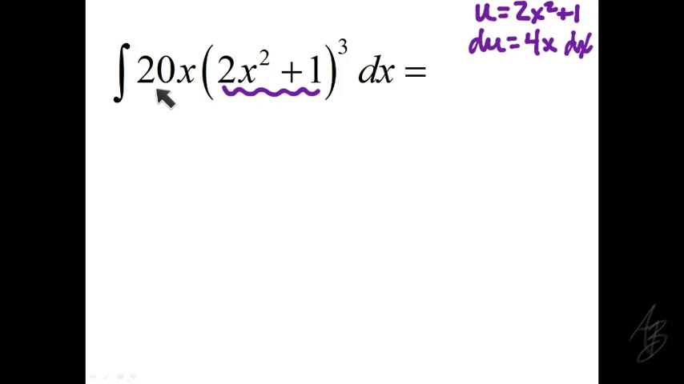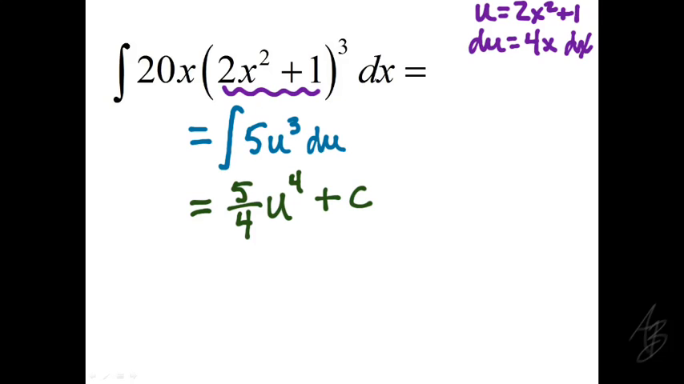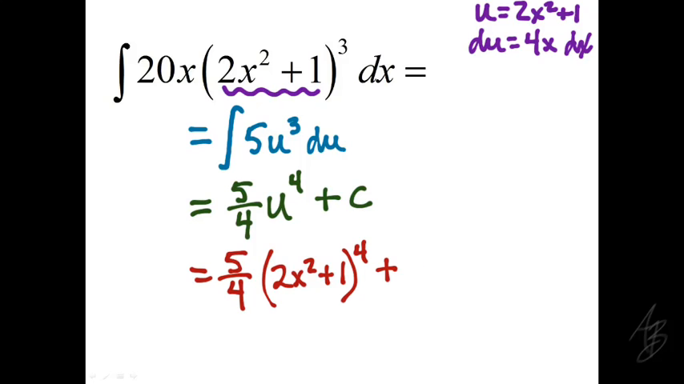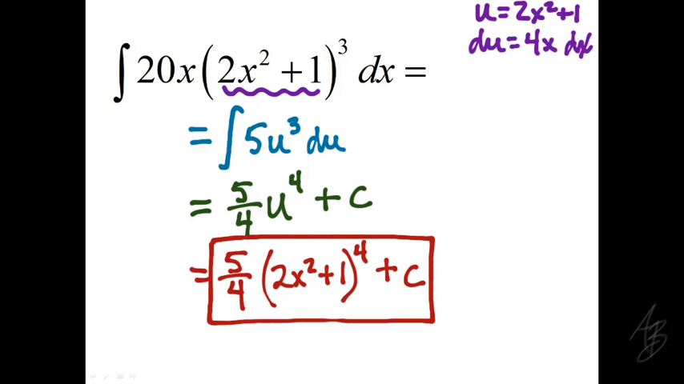We don't have a 4x here, but we can take out a 5, and we end up getting the integral of 5u to the third with respect to u. And then we use our power rule. We increase the degree by 1 and then divide by that, and we get 5/4 u to the 4th power plus c. And so what we end up with then is 5/4 times the quantity 2x squared plus 1 to the 4th plus c.